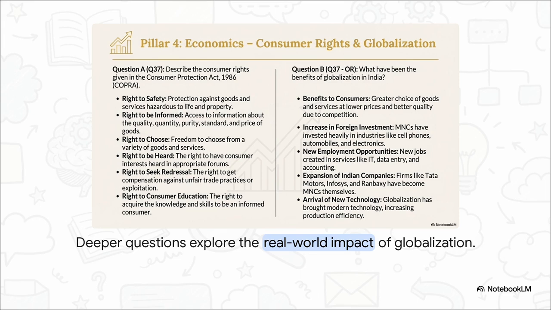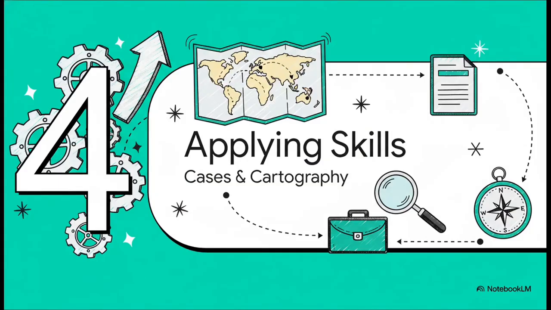You need to connect that act to the actual rights it gives people, and then analyze the effects of a massive force like globalization, thinking about everything from more choices at the store to its impact on jobs. And that brings us to our 5th and final pillar. And honestly, this is the one where everything really comes together. This is all about application.